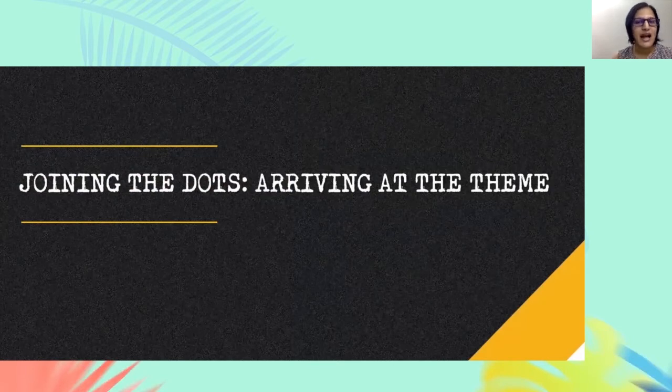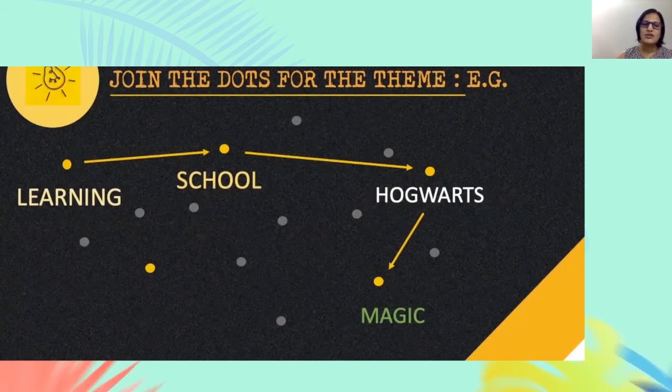I joined the dots. I applied the technique of joining the dots of pattern associations to arrive at the theme. Okay, what did I do? I took the keyword learning, which gave me school, which gave me Hogwarts, and Hogwarts gave me the word magic, because Hogwarts is a school of magic. Okay, now I hope you understand slowly, step by step, how from a keyword which the client has given, I use word mapping and join the dots and associations to come to a different theme. You can apply it, you can try it. I'm sure it will work because it worked for me.